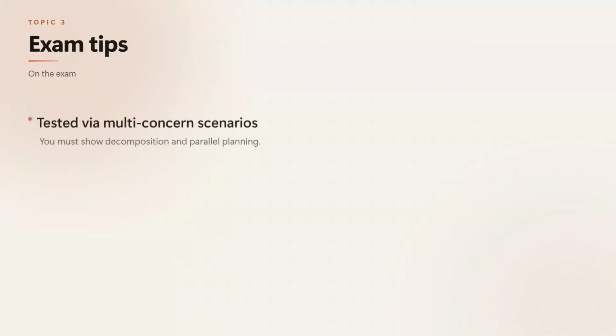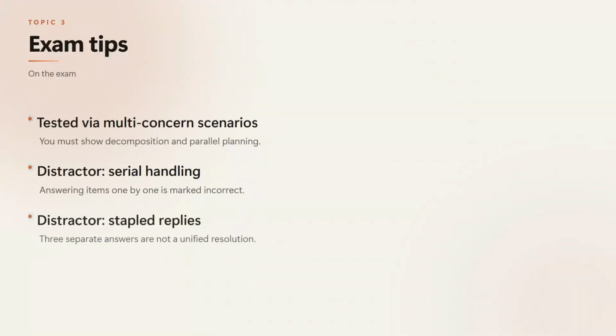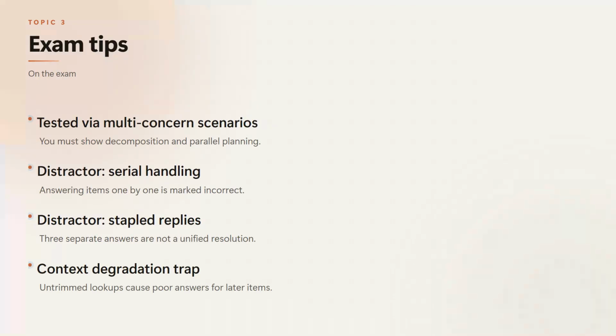This is tested with multi-concern message scenarios where you must demonstrate decomposition and parallel investigation planning. The distractor that catches people is handling the concerns serially, answering the first, then the second, then the third. That is marked incorrect because it wastes turns and degrades context. Another distractor is producing 3 disconnected answers stapled together instead of one synthesized reply. And the context degradation trap is real. If you do not mention trimming verbose lookup results, the examiner knows you have missed the context management dimension of the technique.